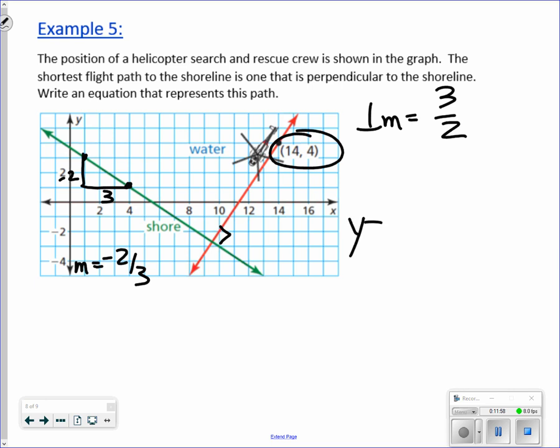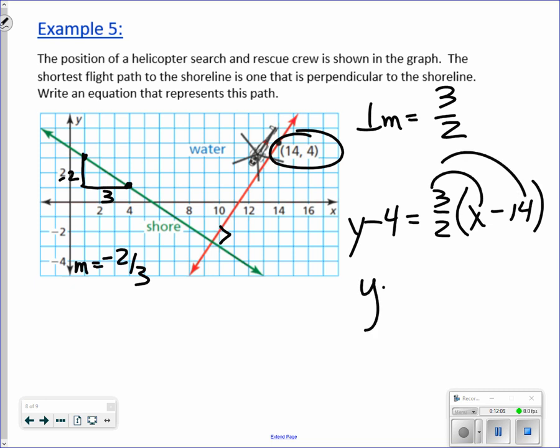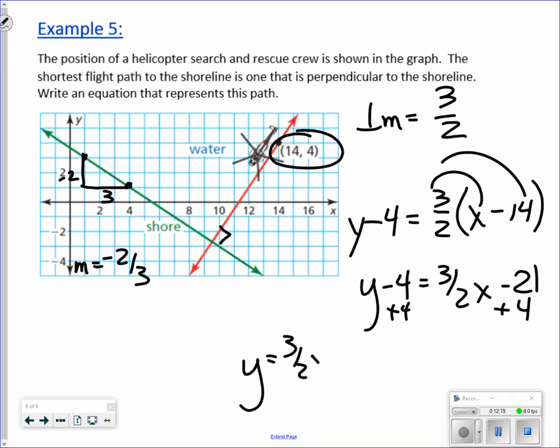And then they give you a point, using the point slope form. y minus the y of the point, so y minus 4, equals the slope, so 3/2, times x minus 14. Distribute. And then add. So the path of the helicopter, if it wants to go perpendicular to the shoreline, would be y equals 3/2 x minus 17.